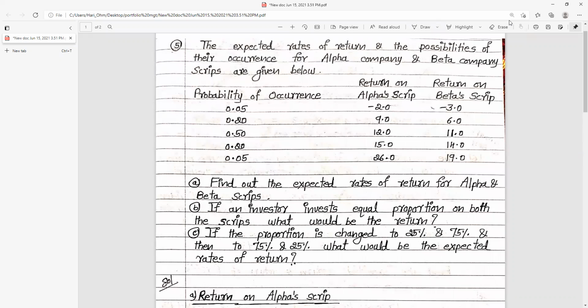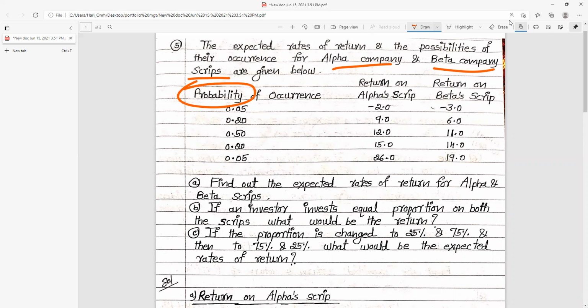See the question. The expected rates of return and the possibilities of their occurrence for alpha company and beta company scripts are given below. Scripts is nothing but shares or stocks. There are two companies, one is alpha and beta.